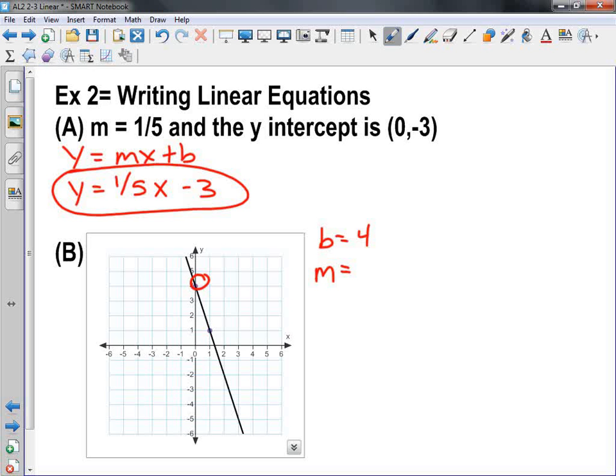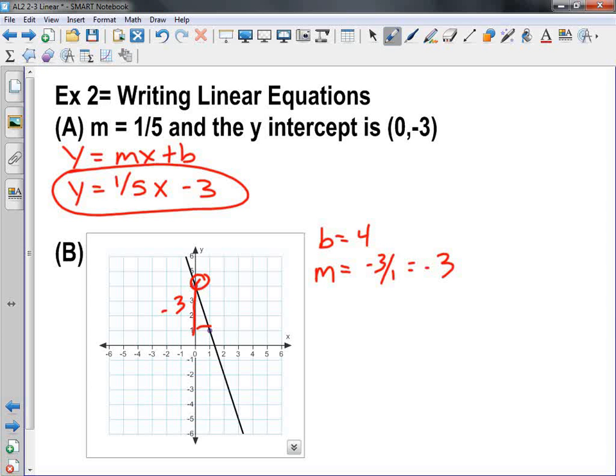Now let's see. Remember when we do slope, it's rise over run, right? From right here, I'm going down 3. So that's a -3, and it's over 1. So that's -3 over 1, which is just -3. Now that we have those two pieces of information, I can plug it into my equation. So that's going to look like what, Ephraim? What's my equation going to look like?